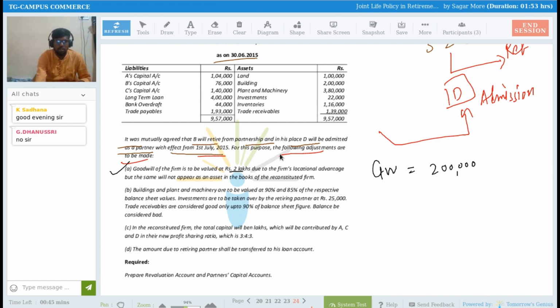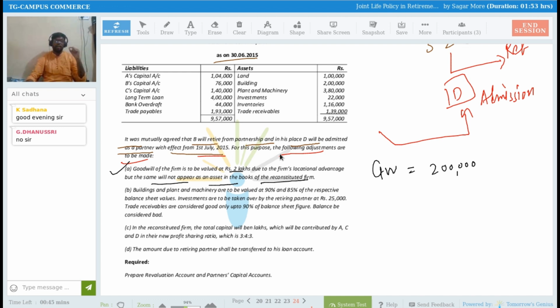Due to the firm's location advantage, but the same will not appear as an asset in the books of the reconstituted firm. So they are saying the goodwill of the entire firm is 2 lakh rupees, but they are not willing to record it in the balance sheet. So what does it mean? The simple meaning is you have to adjust the goodwill amount of rupees 2 lakhs among the partners as per their gaining ratio and sacrifice ratio.